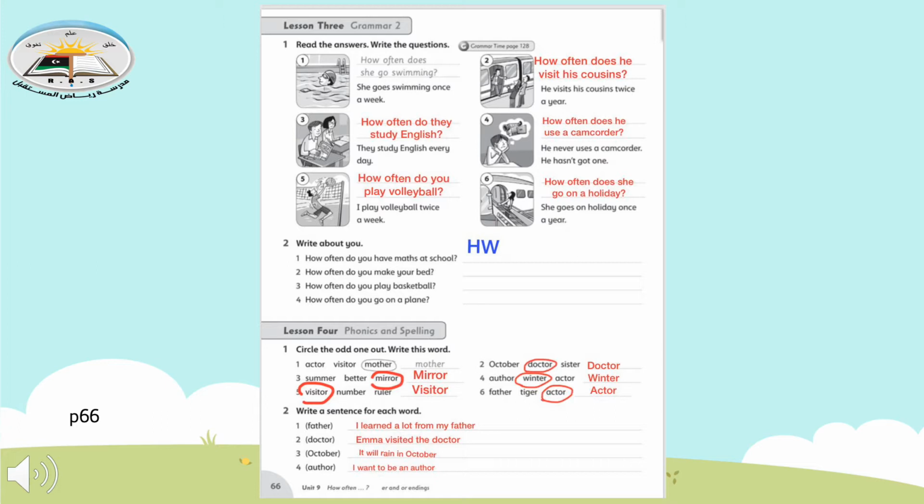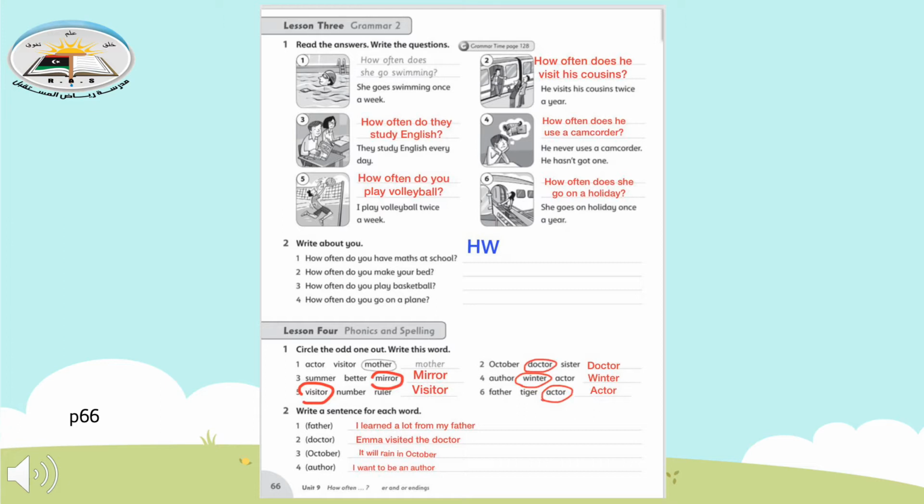After that, we have lesson 4. Phonics and spelling. Now we're going to move to phonics and spelling. We have question number 1 in phonics and spelling. Circle the odd one out. Write this word. Number 1. We have actor, visitor, mother. So the odd one out is mother because it ends with ER. What we should do is circle the word and then write it next to the other words.